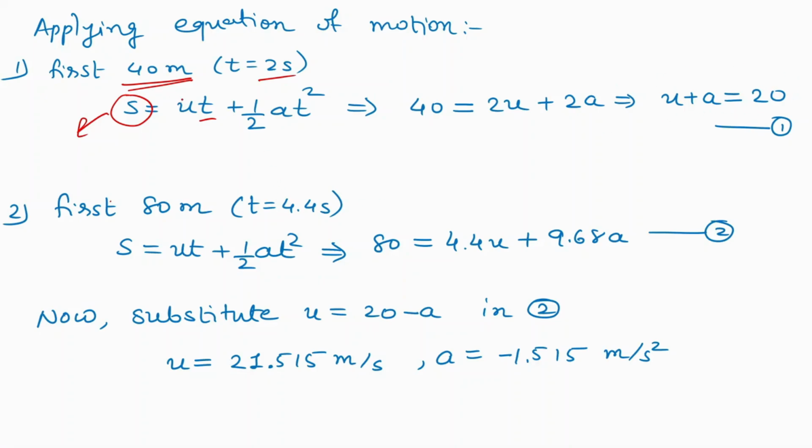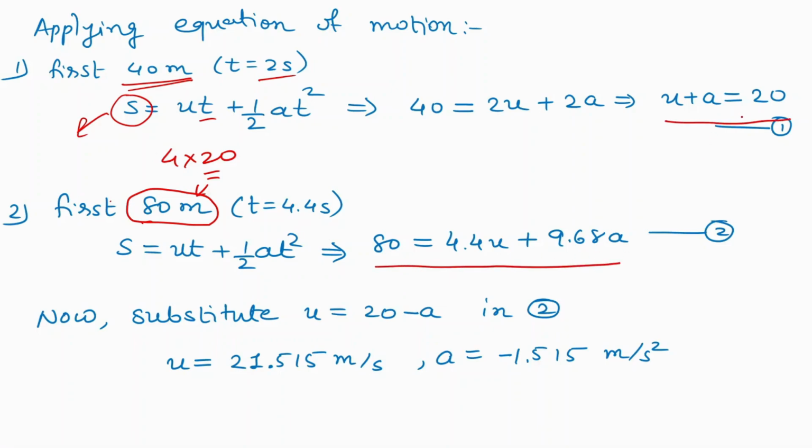Now just do the same thing with the next two compartments. Here the total distance covered by the train, meaning four compartments, is 4 into 20, which means 80. And the total time taken to pass is 4.4 seconds. So put the values in and you will get this second equation.